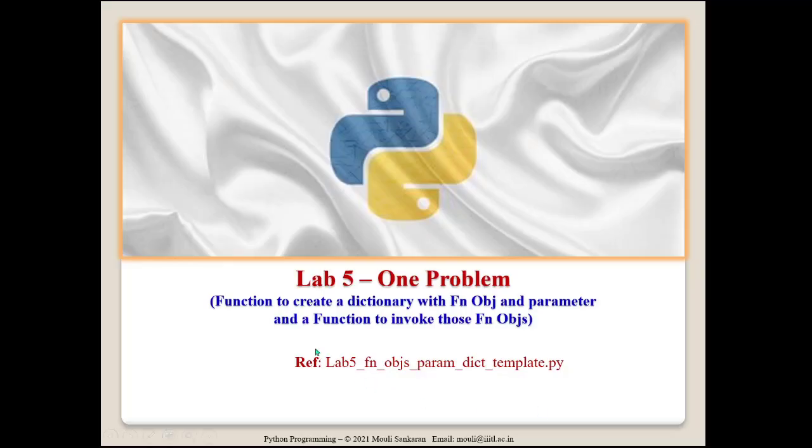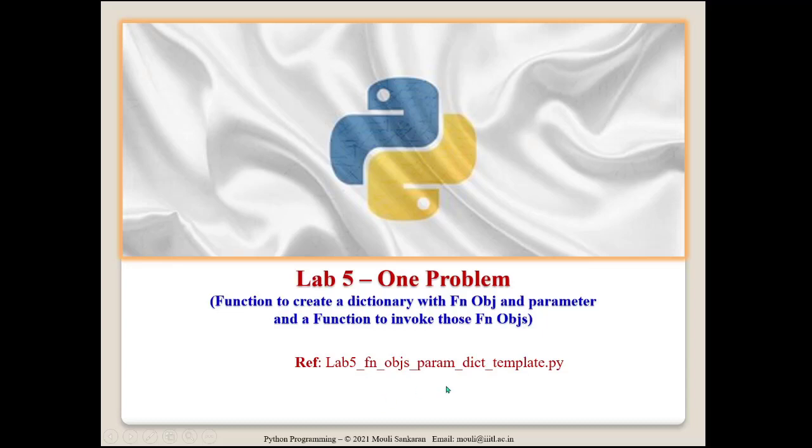Okay, now what is that problem? One problem: a function to create a dictionary with function objects and a parameter, and another function to invoke those function objects from the dictionary. It is implicit that these function objects are stored in the dictionary and the parameters are also there along with that. I want you to write another function which will go through this dictionary which you have built, and it will call those functions.